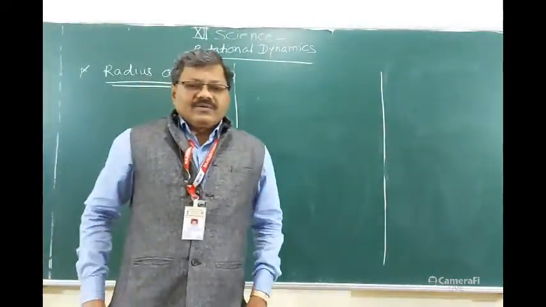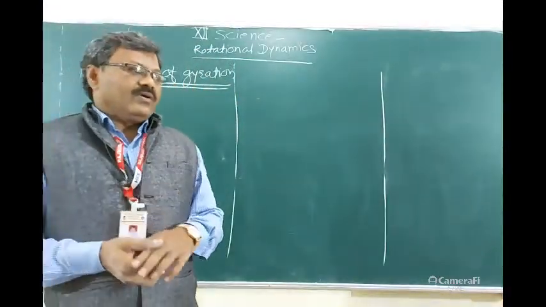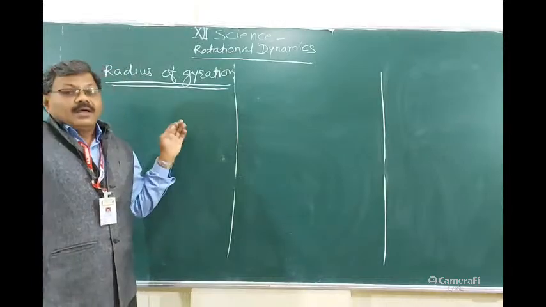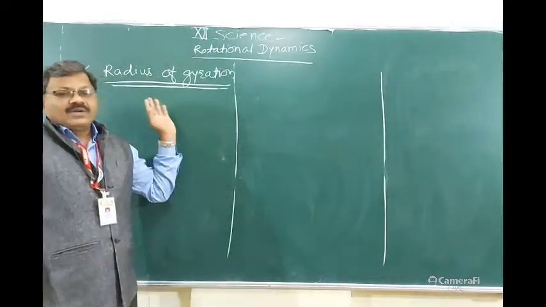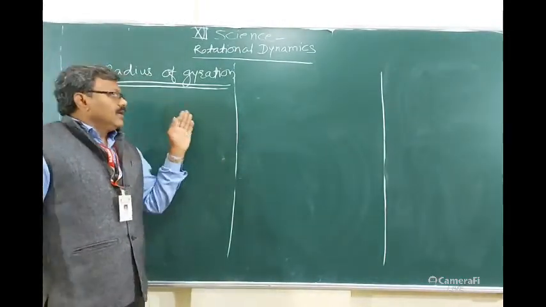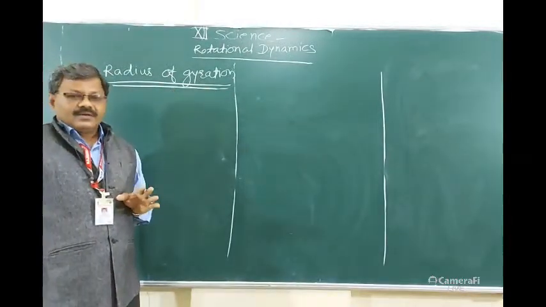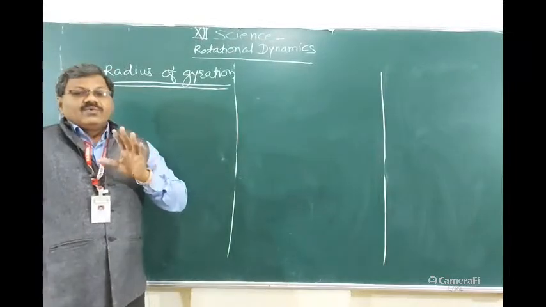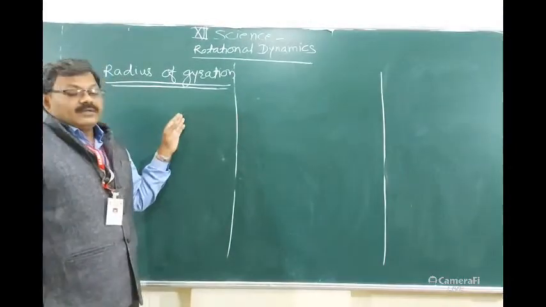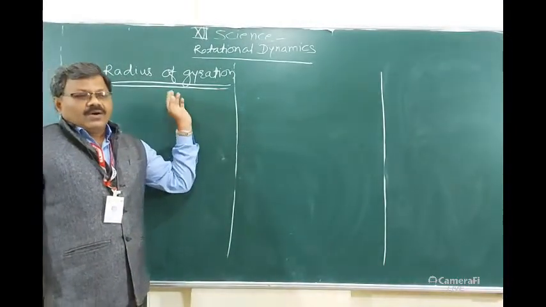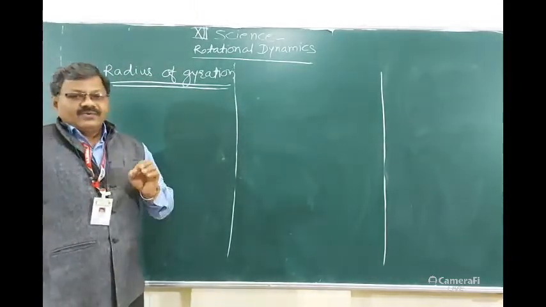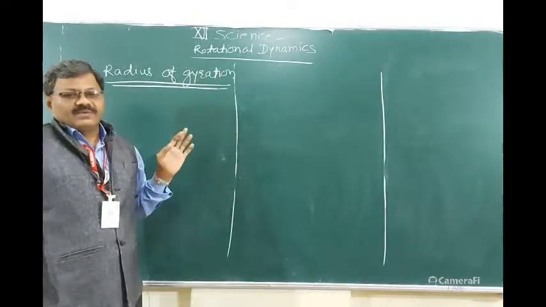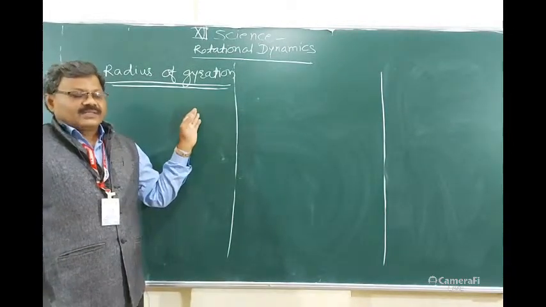In rotational motion, we already discussed the moment of inertia, and this moment of inertia also depends upon the radius of gyration. Now, what is the radius of gyration? Actually, this is also a physical quantity which gives more information about the moment of inertia. This is the factor which gives the distribution of mass from the axis of rotation.